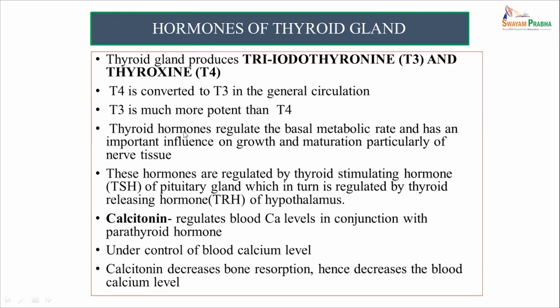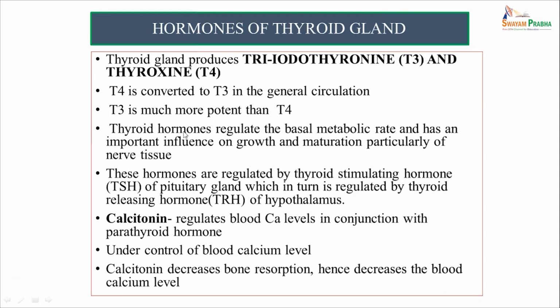T4 is converted to T3 in the general circulation. T3 is more potent than T4. Thyroid hormones regulate the basal metabolic rate and have an important influence on growth and maturation, particularly of nerve tissues. These hormones are regulated by thyroid stimulating hormone of the pituitary gland, which in turn is regulated by thyrotropin releasing hormone of the hypothalamus. Calcitonin regulates blood calcium levels in conjunction with parathyroid hormone.